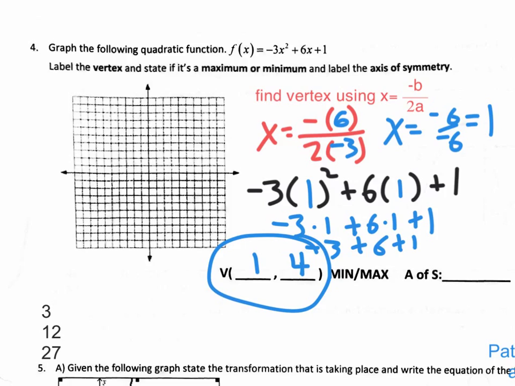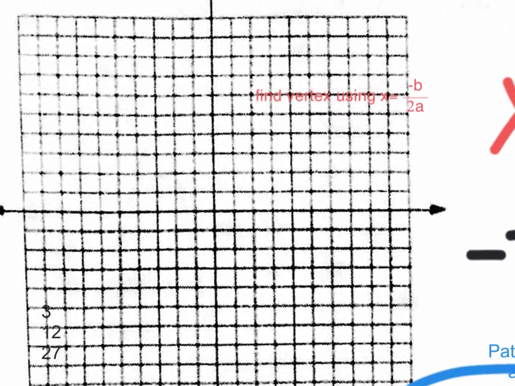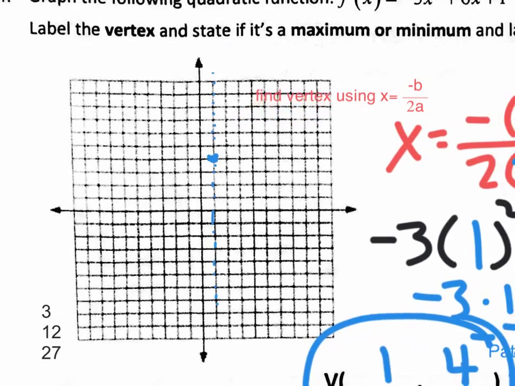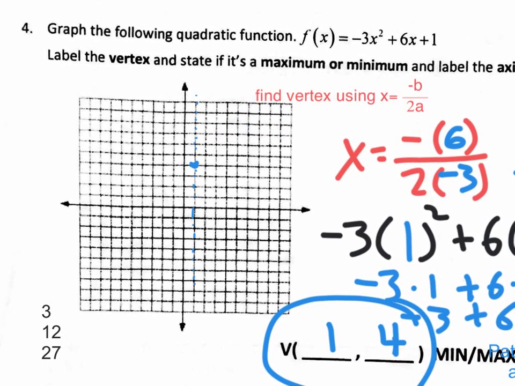I actually graph it. Let me go to the graph, and let me do 1, 4. I'm going to go 1 on the x, 1, 2, 3, 4 on the y. So it's right here. There's my vertex. Do a big fat dot. You also want to do an axis of symmetry running right through that vertex. Okay, so I have my vertex. That is the coordinate 1, 4.